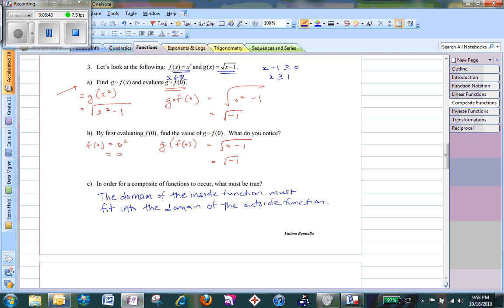So in the example that I've given you, f of x is equal to x squared. The domain is x is an element of real numbers. In g of x, the square root of x minus 1, x must be greater than or equal to 1. f does not fit into g. The domain of f does not fit into the domain of g. However, the domain of g fits into the domain of f. So I could have found f of g of x. I just can't find g of f of x. Keep that in mind.